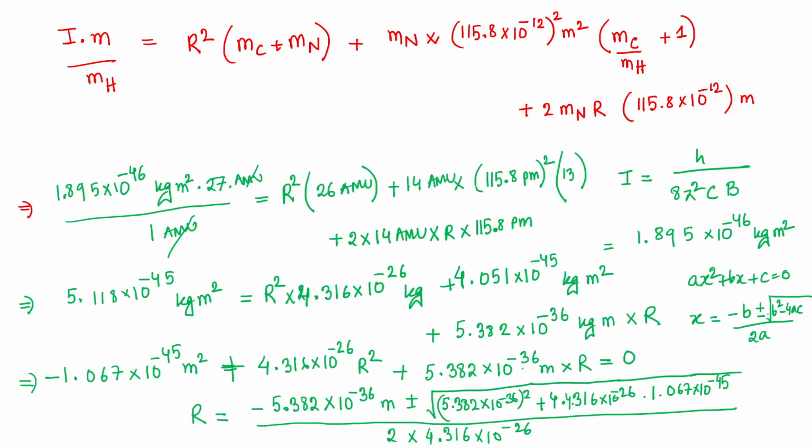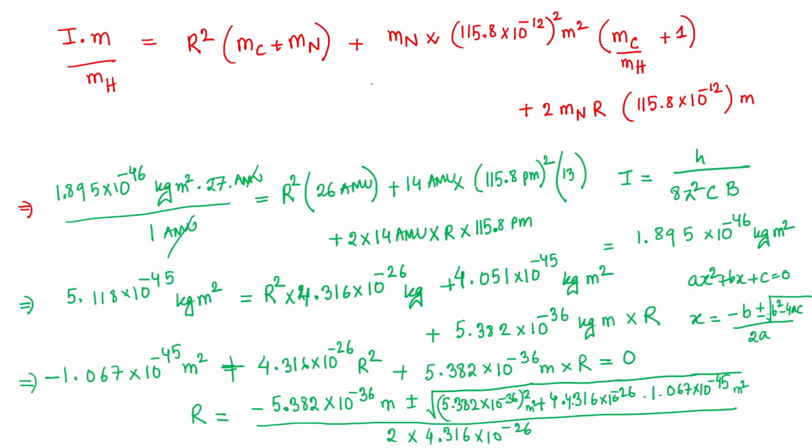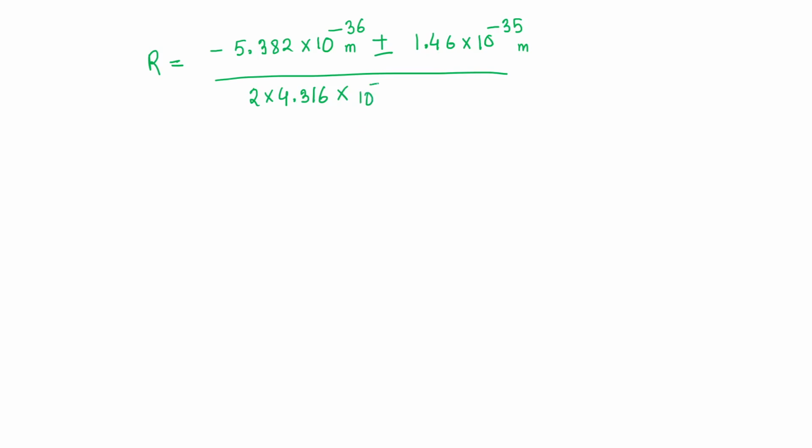I should not miss the units. Here it will become meter square. 4 into 4.316 doesn't have any unit, and it should have meter square unit. So meter will come up. So this will be in meters, and this is also in meters, 4.316 into 10 to the power minus 26. We have to take the positive value only, because your distance cannot be negative.